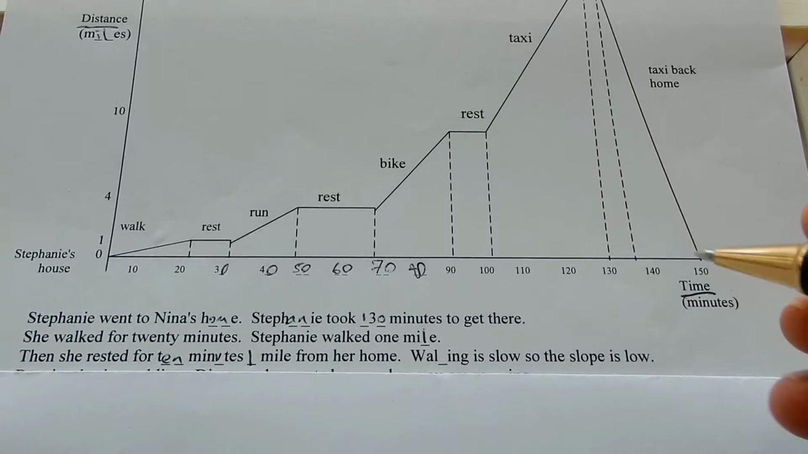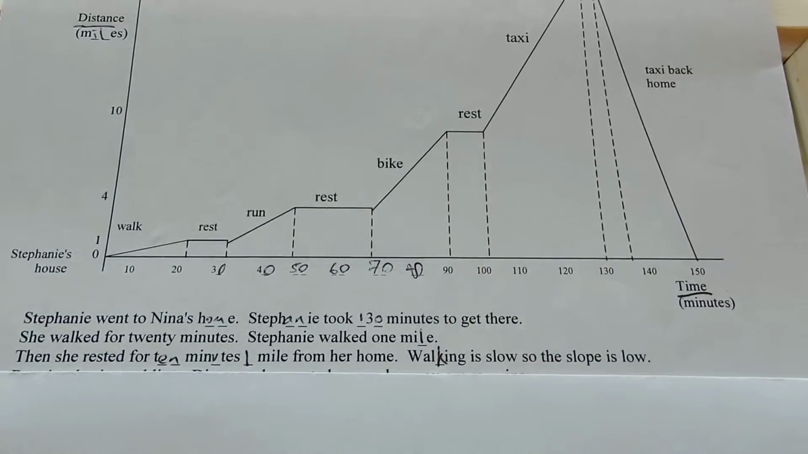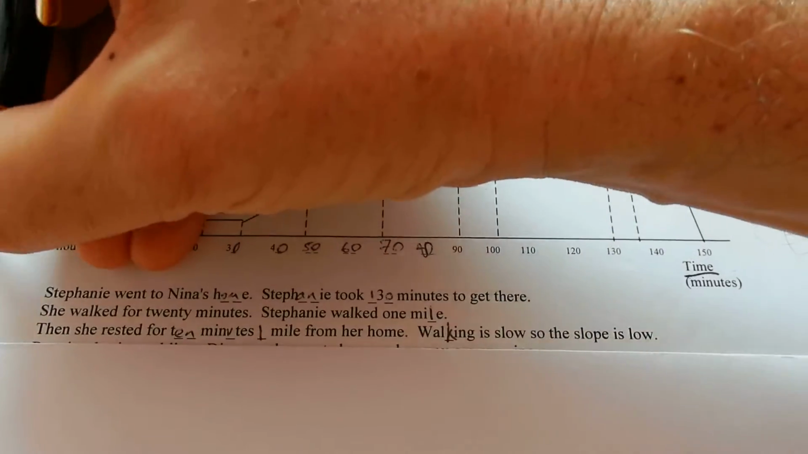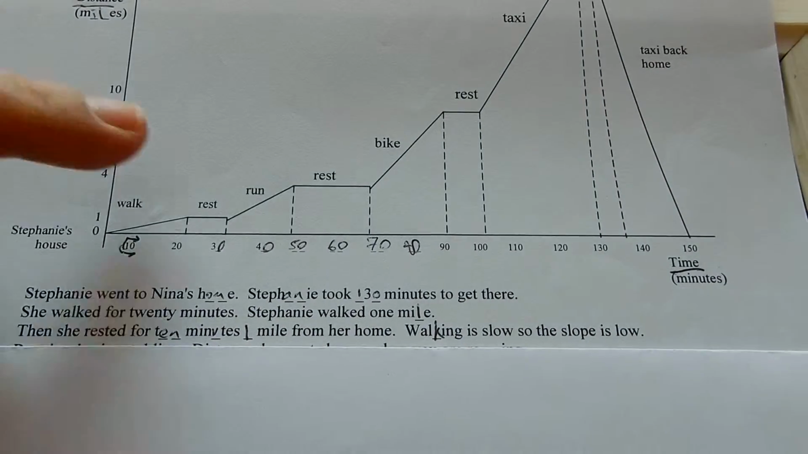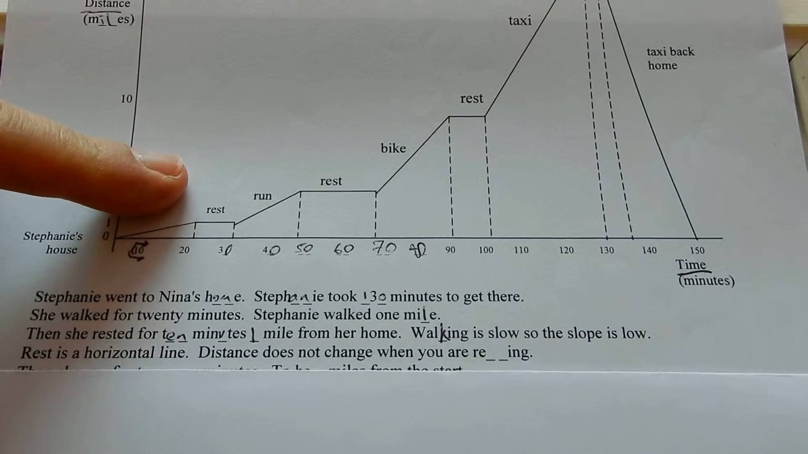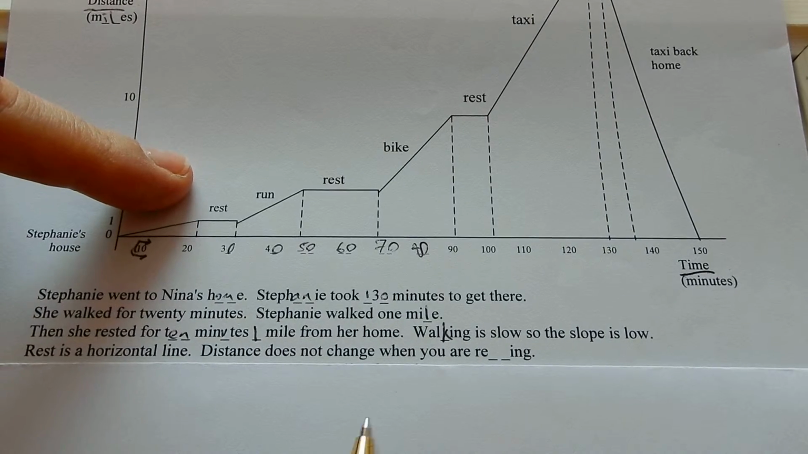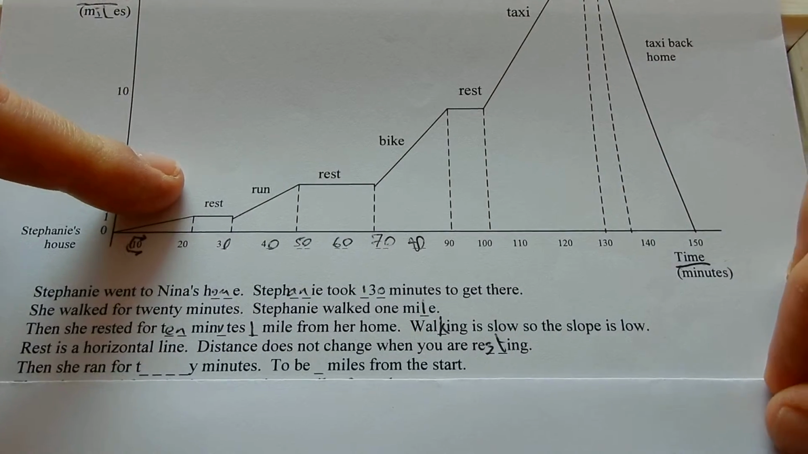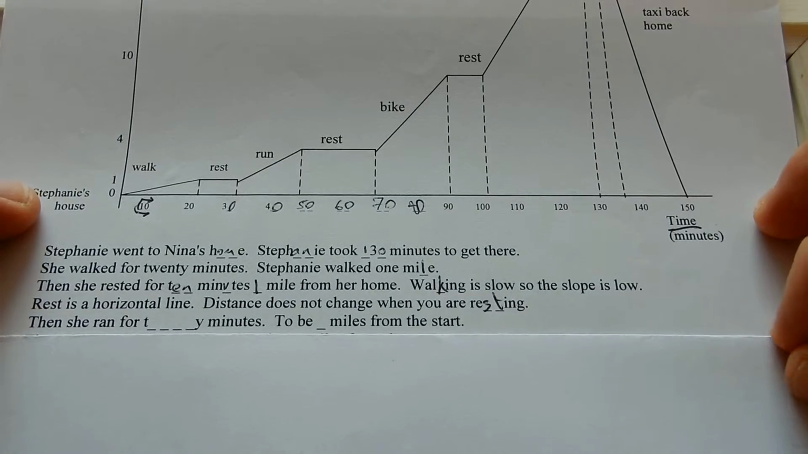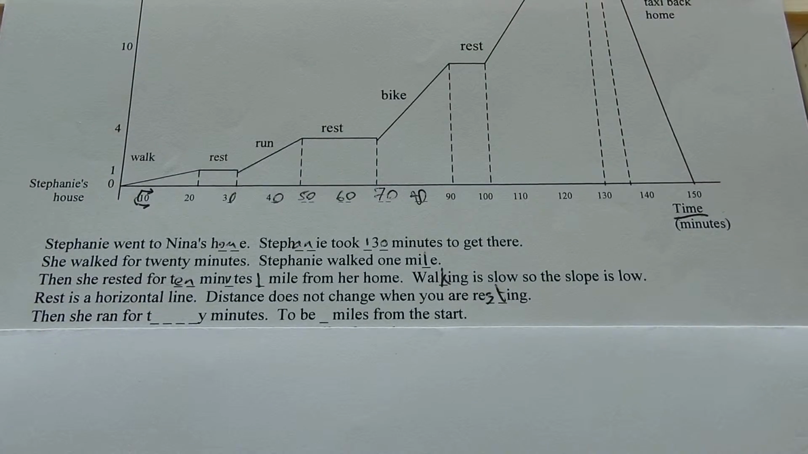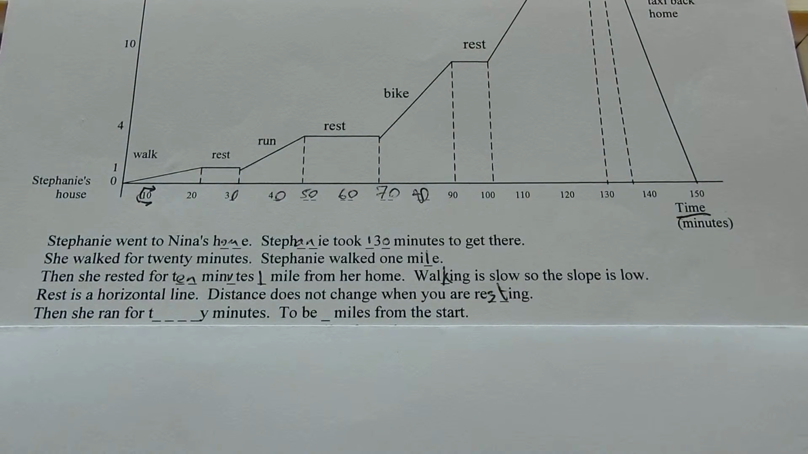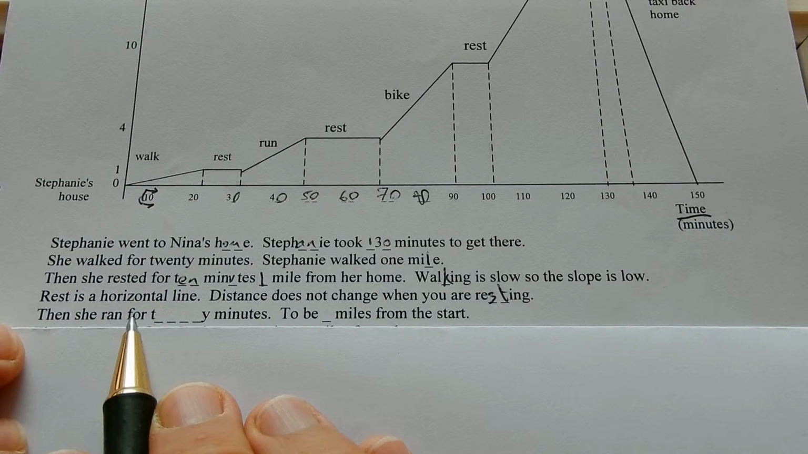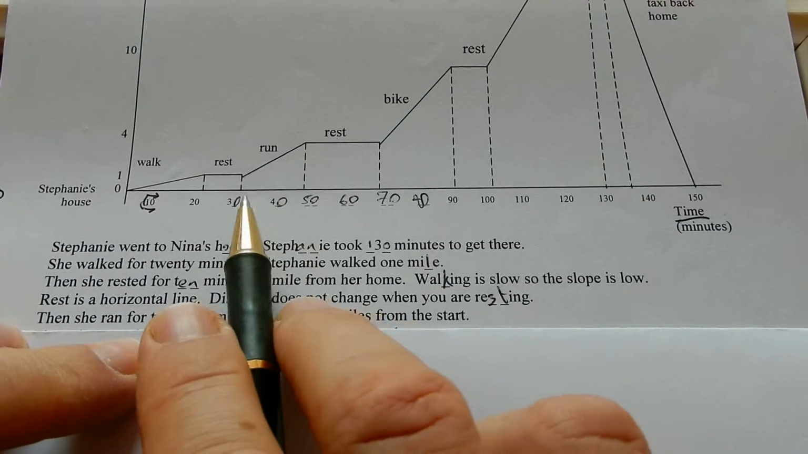Walking is slow, so the slope is low. Cool. I think that 10 should go just slightly over. Rest is a horizontal line. Distance does not change when you are resting. Yeah, we don't say in distance time graphs and speed time graphs stationary or stopped; we say rest. But anyway, rest. Then she ran for 20 minutes.